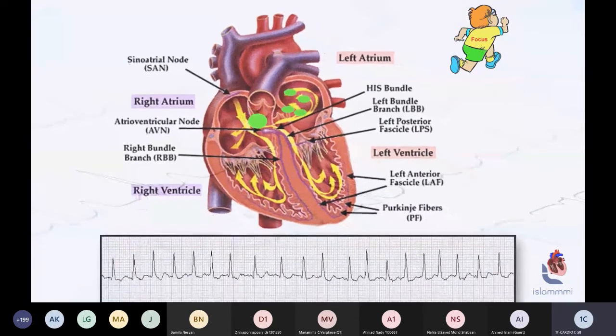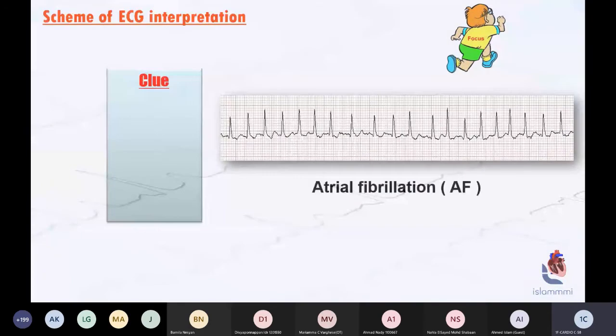It's called atrial fibrillation. What you can see here in this ECG, first of all, is there is no P wave before the QRS. Number two, it's completely irregular. So in AF we have three important things: no P wave, irregular, and tachycardia. So what is the clue here? No P wave, irregularity, and tachycardia.